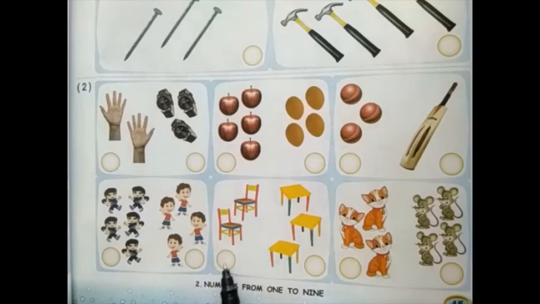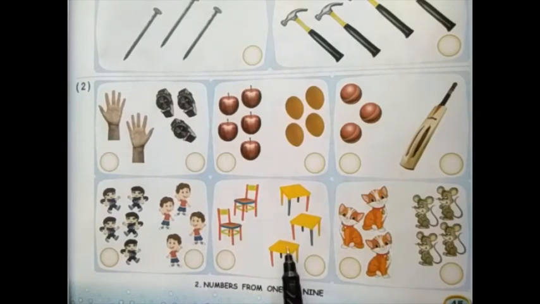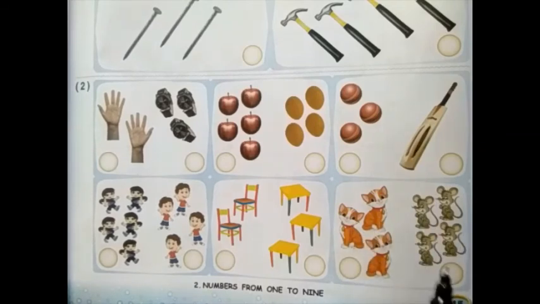2 chairs, put wrong mark. 3 tables, put right mark. 3 kittens, put wrong mark. For cat, rats, you put right mark.